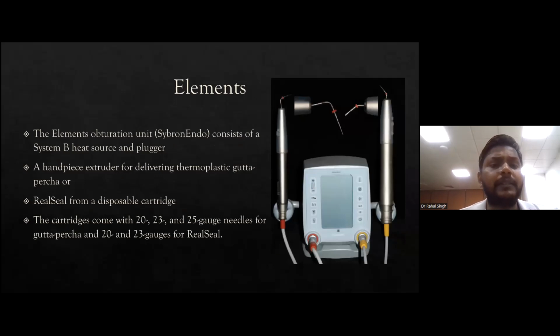Coming on to the Elements. Elements is also a thermoplastic injection technique, in which the Elements obturation system consists of a System B heating source and plugger. So this system uses a System B plugger and a heat source, and the handpiece extruder for delivery of thermoplastic gutta-percha. The RealSeal is delivered from the disposable cartridge. RealSeal is the sealer, and the cartridge comes with 20, 23, and 25 gauge needles for gutta-percha, and 20, 23 gauge for the release of the RealSeal sealer.